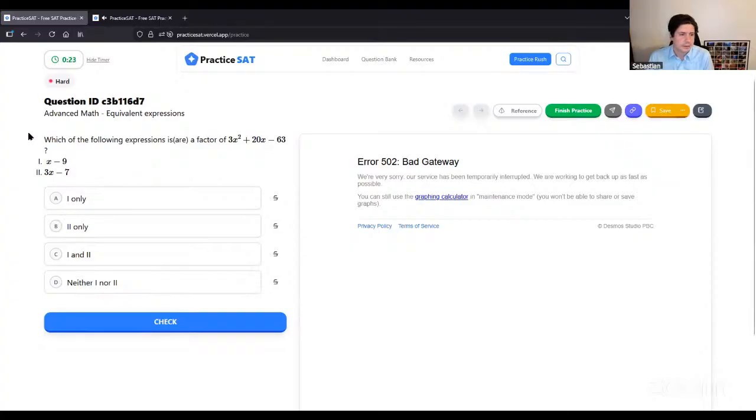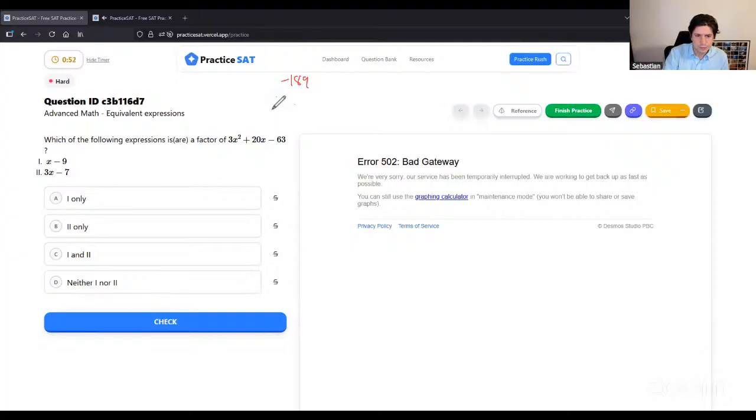So let's factor this. There's a couple ways to do this. I can factor the classic way. So 3 times negative 63 is going to give me negative 189. I'll show you another way after, on the next one. So negative 189.